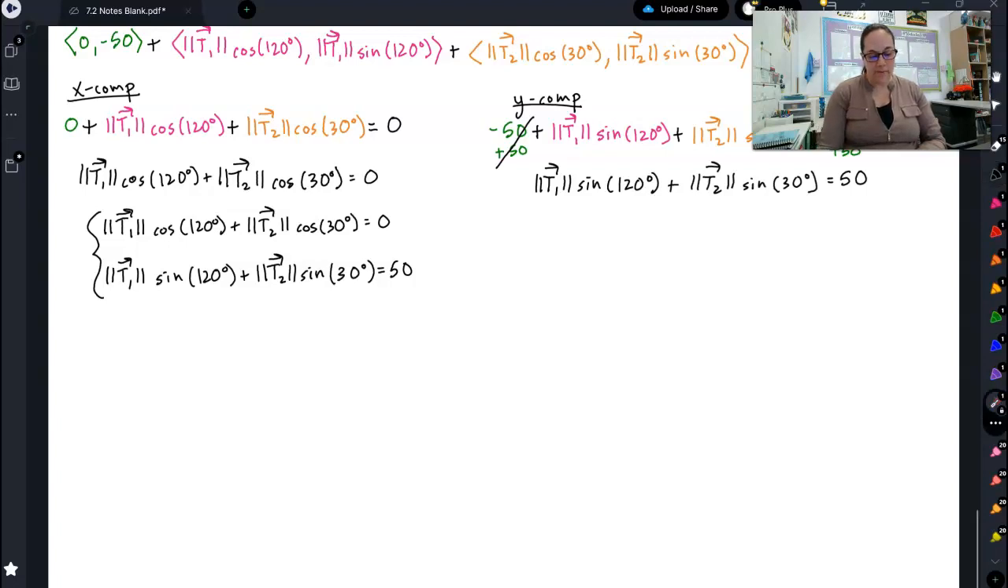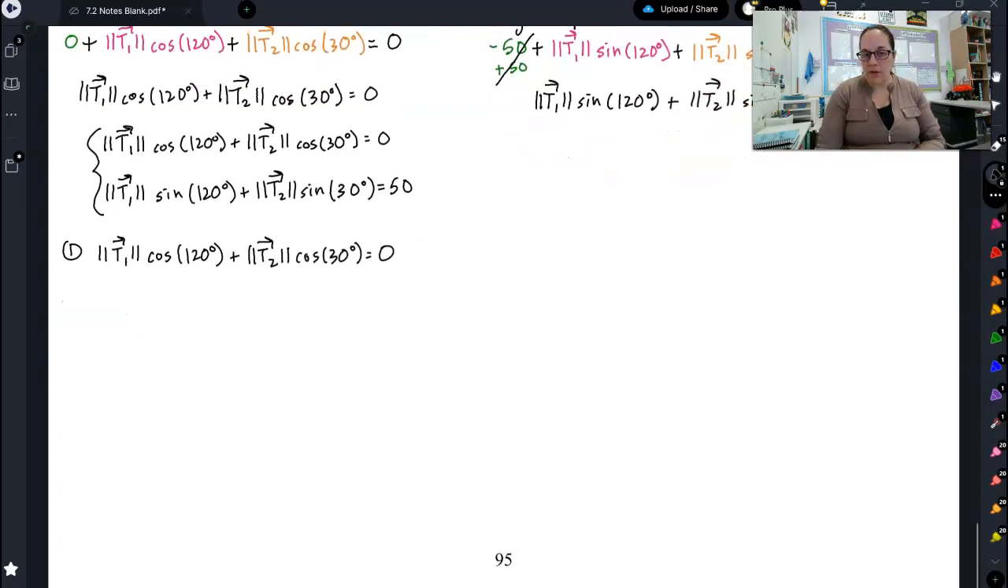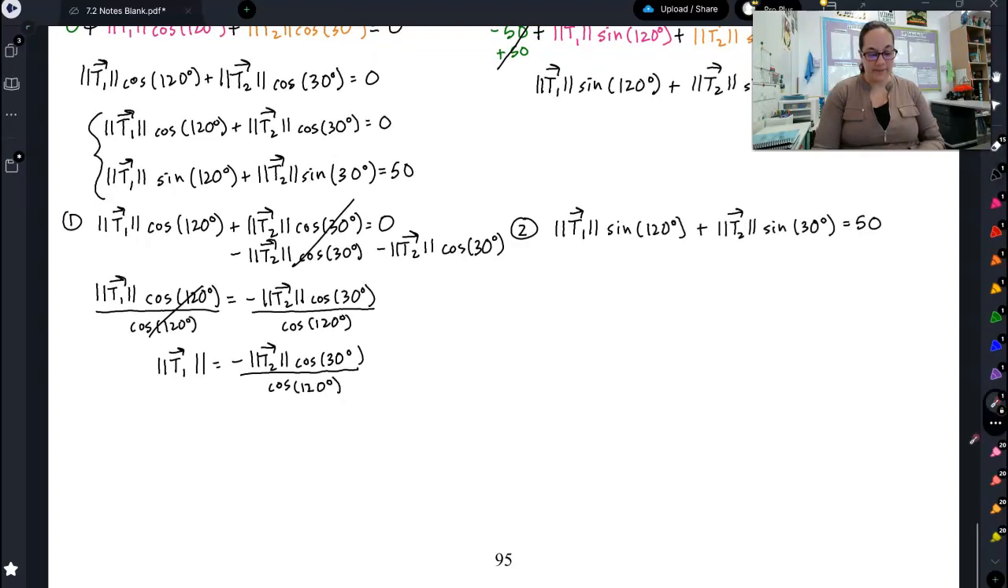So here's where I want you to come in. I want you to take this equation here, and I want you, step 1, to solve this equation for T1. So you're thinking, what do I need to do to get T1 by itself? So pause the video, solve this equation for T1, and then come back to check and see how you did. Let's check your work. So here's what I got when I solved for T1.